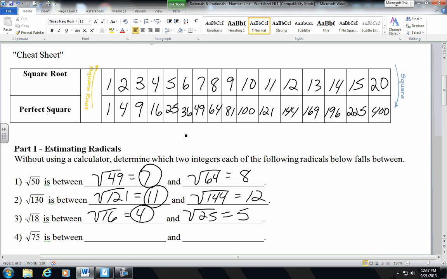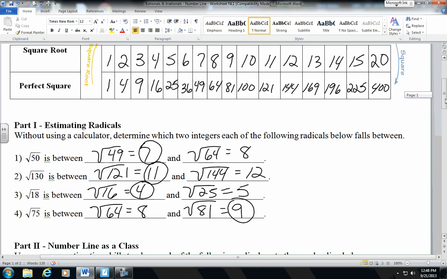75, it is between 64 and 81. So we say the square root of 64, which is 8, and the square root of 81, which is 9. So we know it's going to be between 8 and 9, and 75 is closer to 81 than it is to 64, so 9 is our answer. Okay, so we can use that little cheat sheet there to help us out as we are answering all of these questions.